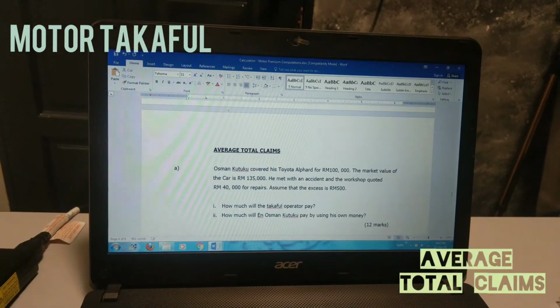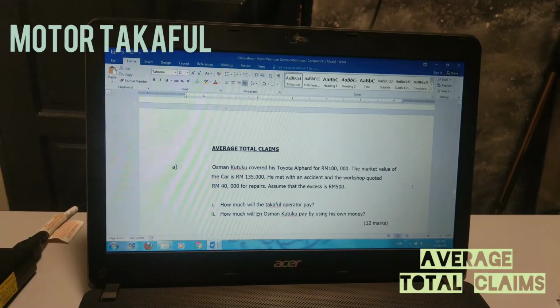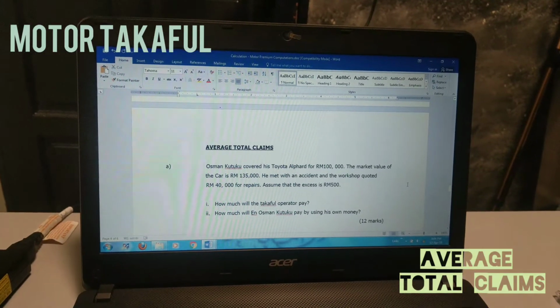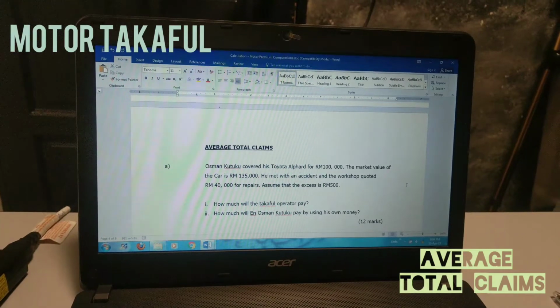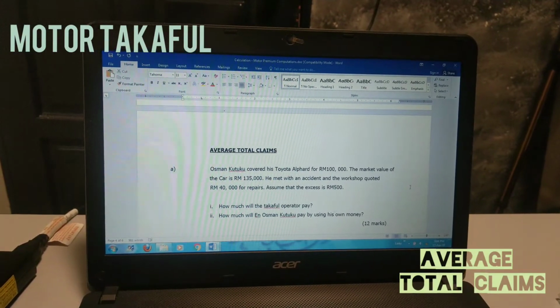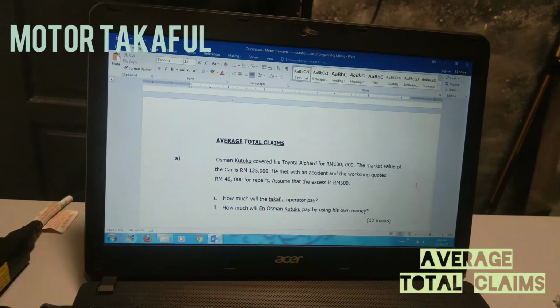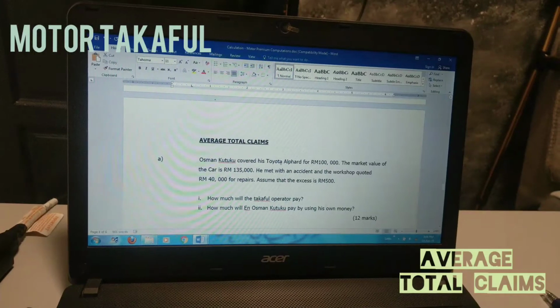Normally in the final exam, it will either ask on the average total claim or the motor premium calculations. I'll normally not include both types of calculation, but it is important for you to know, to analyze these two types of calculation. Now, average total claims.